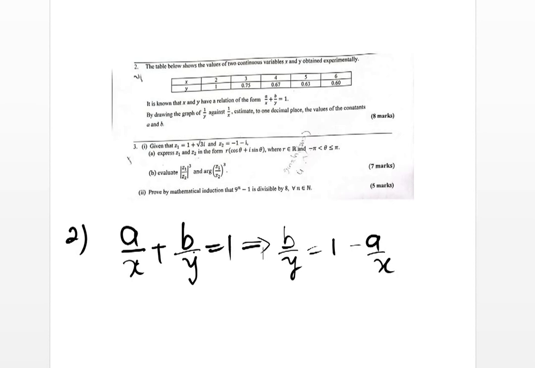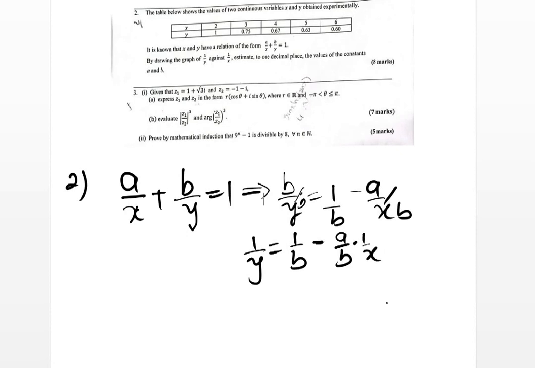As you want to have 1 over y here. Okay. By so doing, now there is a b here with 1 over y. If I divide all through by b, I'm going to have 1 over b here, minus a over b times x here, which is 1 over x.